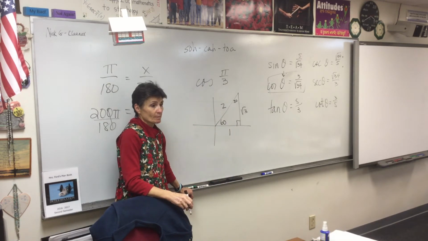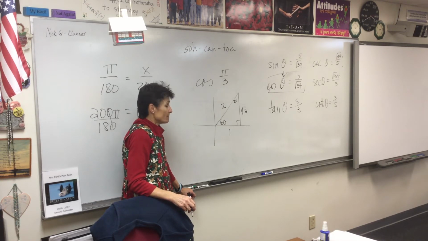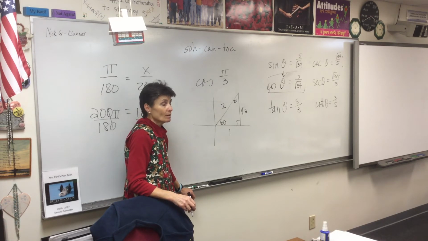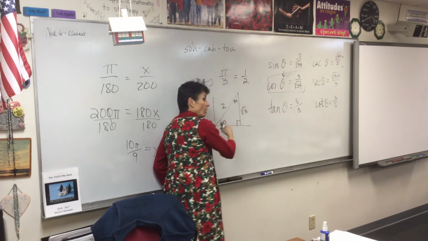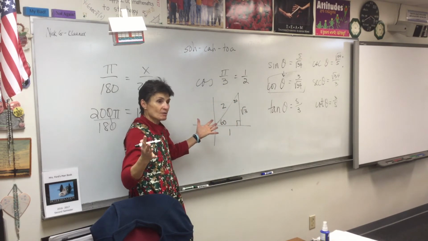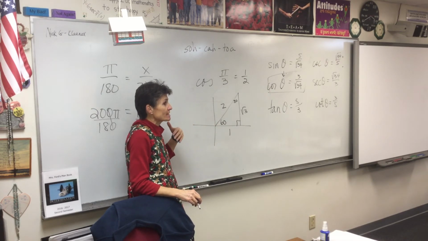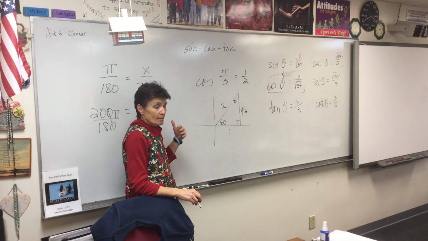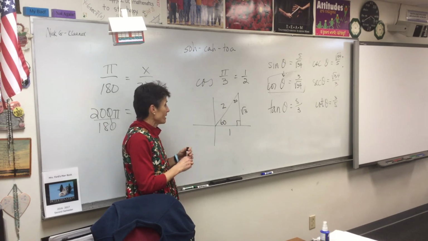Wait, so do we have to do all this? Yes, you have to do all this, because now we're going to answer the question. What's the cosine? 1 over 2. If you don't do all of this, you can't answer the question. Get it? Because we have to know the adjacent and the hypotenuse, right? Okay, good.